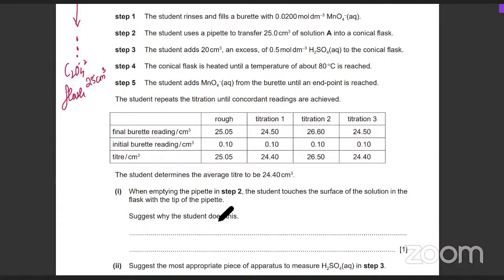Why would you, I mean, it's just common sense, basically. Why would you touch the surface of the solution? So there's a solution in the conical flask. Take the last drop. I mean, imagine this is the pipette. The last drop is usually just hanging over there. It's sticking to the pipette. So if you carefully touch the surface of the solution, that drop will get attracted to the solution. It will fall into it.